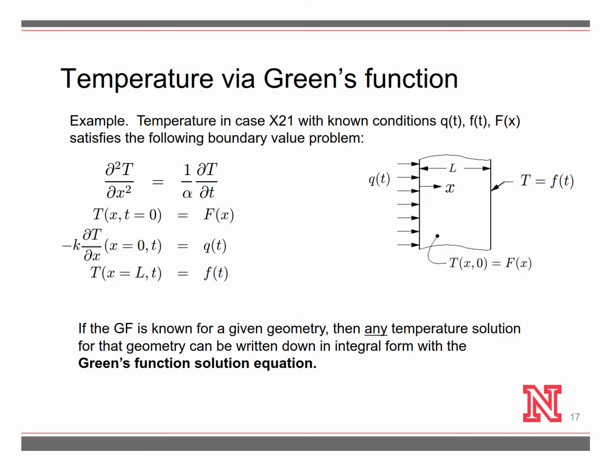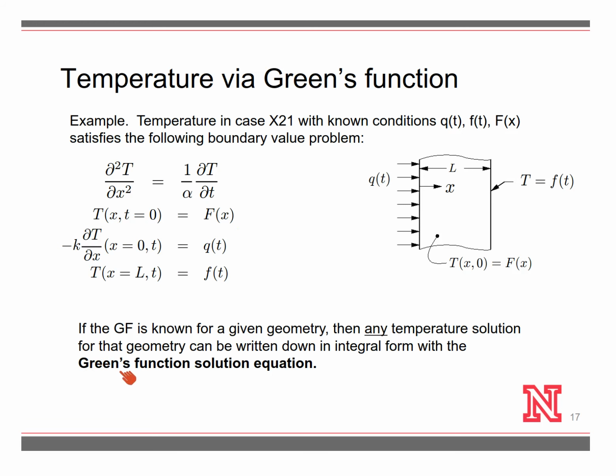Let me say a few things about the Green's function, and I want to focus for a moment on an X21 case. So X21 says flux specified at this side, and temperature specified at the other. Here's the one-dimensional heat equation. I've got an initial condition, that's a function capital F of x, a function of position. And then I've got boundary conditions at x equals 0 and x equals L. This one is a heat flux history, and this one is a temperature history. So this problem has quite a large family of solutions depending on the function I choose for capital F, little q, and little f.